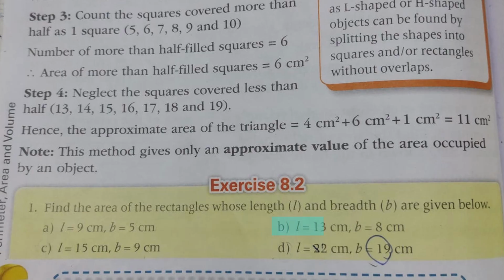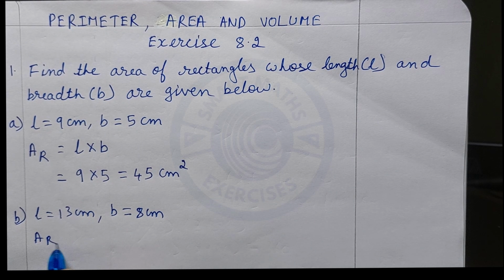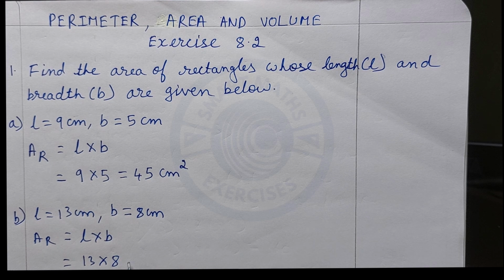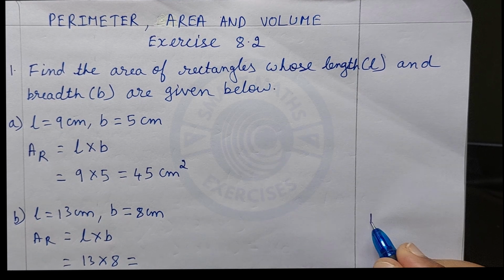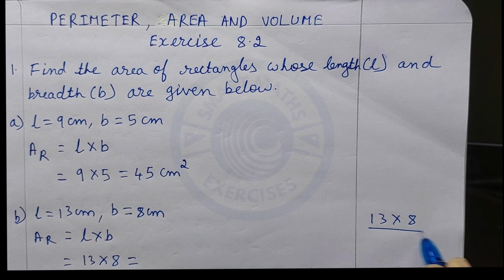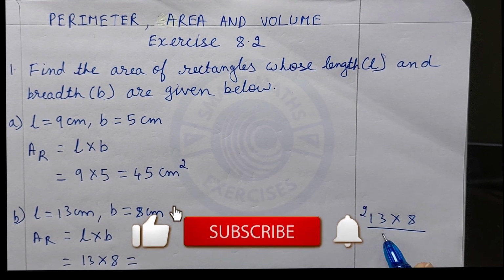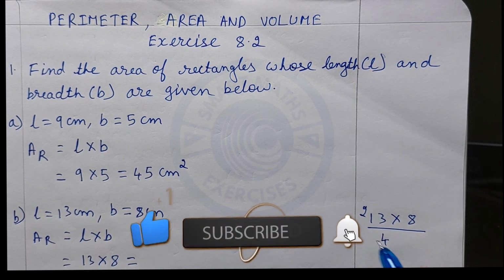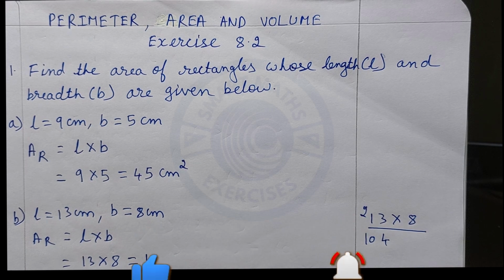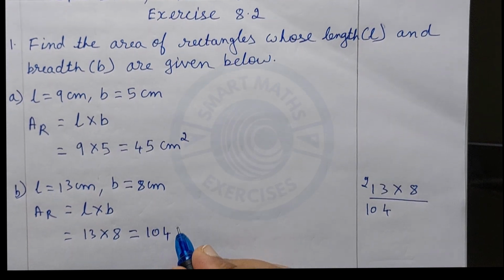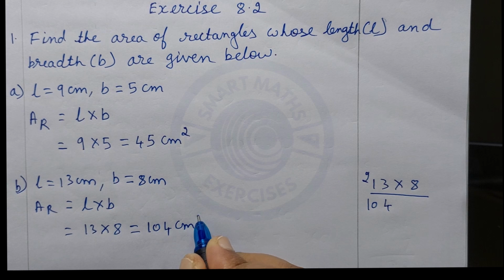Next question, L equals 13 centimeter, B equals 8 centimeter. Area of rectangle equals L into B. Length is 13, breadth is 8. 13 into 8. 8 3s are 24. 8 1s are 8 plus 2 is 10. 104 centimeter square.